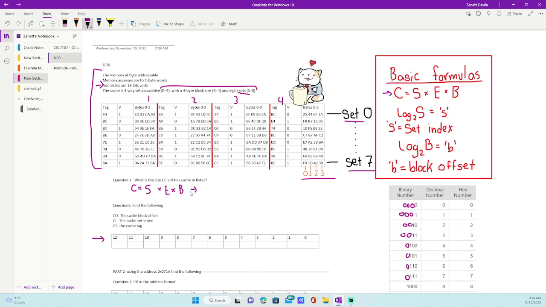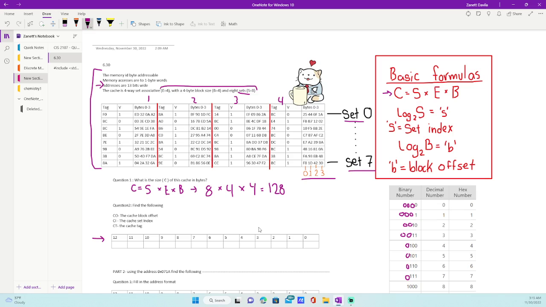We know that S is 8, so we can plug in 8 times, we know that E is 4, so we plug in 4, and we know that B is also 4, so we can also plug in 4. Now if we do the arithmetic, 8 times 4 times 4, we will get 128. So this would be our answer for number 1, 128.